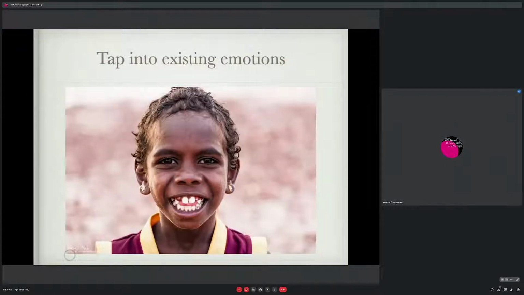So what I like to do is actually tap into existing emotions. If someone's excited, I want to tap into that emotion of excitement and make them even more excited. And if someone's happy, I want to make them even more happy. So I want to tap into existing emotions, even if it's something that's sort of made up or fictitious in that sense. So these are real portraits.